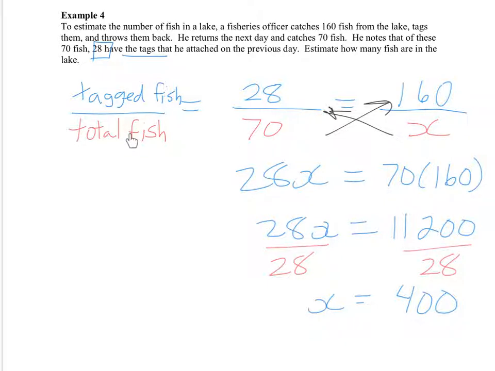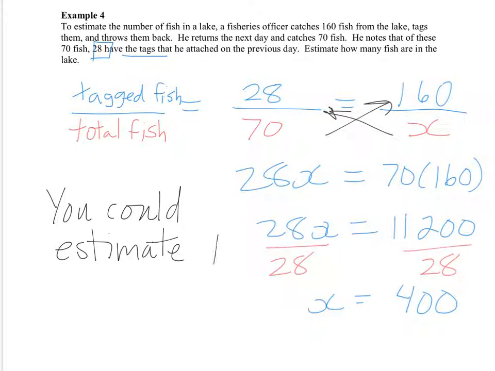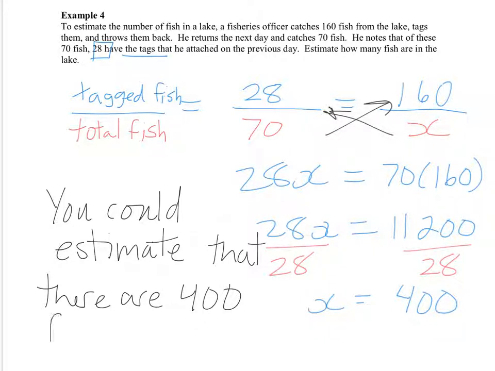It represents the total fish. So this rate here was the rate for that next day, when he came back the next day. This is for the total, for the entire lake. So how many fish are in the lake? You could estimate that there are 400 fish in the lake.